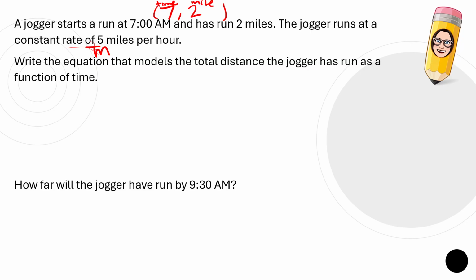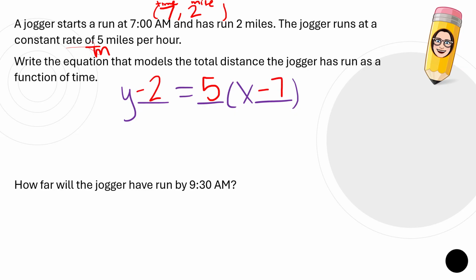If I have 3 numbers, a point, and a slope, then I have point-slope form. Slope always goes in front of x, and let's fill in our point. There's my equation. Done. Question: how far will the jogger have run by 9:30? Okay, well that's a time. Does time go in for x or for y? It's my input. That's my x number.